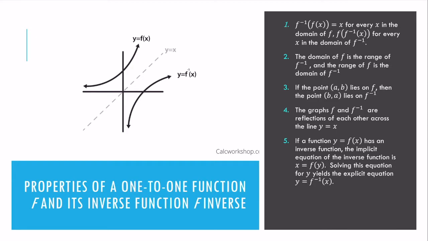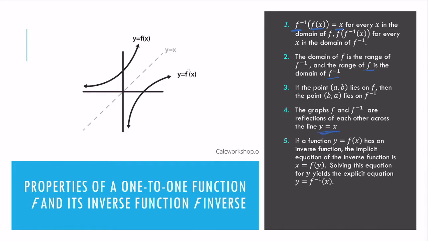The next thing we need to know is that if I have f inverse, my inverse function of a function is going to equal x if I use function composition. So if I compose functions that are inverses both ways, I get x. The domain of my function is the range of its inverse, and the range of my function is the domain of its inverse. If the point (a, b) lies on a function, then the point (b, a) lies on its inverse. The graphs of f and f inverse are reflections of each other across the line y equals x.